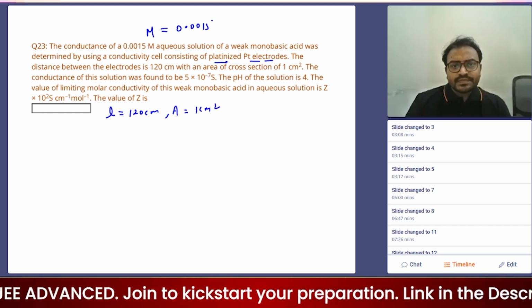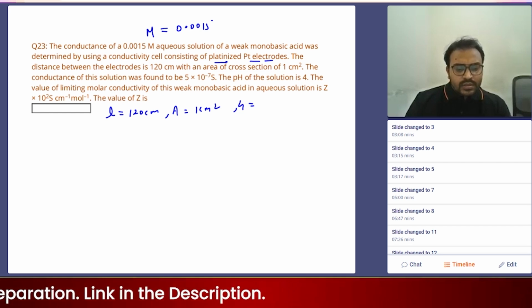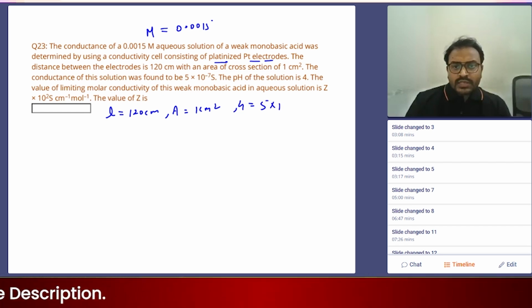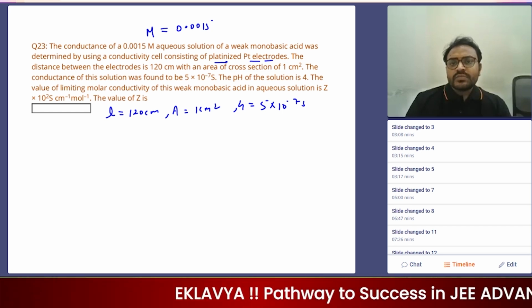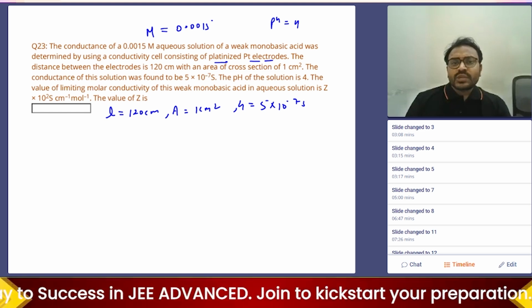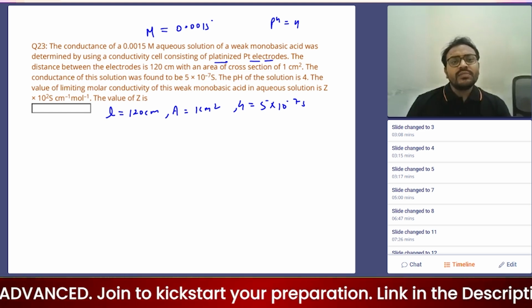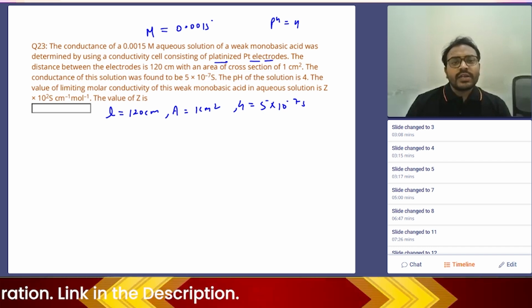Area also given between the two electrodes, 1 centimeter square, and the conductance of the solution was found to be, conductance also given, that is G, 5 into 10 to the power of minus 7 S. The pH of the solution is 4. Solution pH also given 4, right? The value of limiting molar conductivity of this weak monobasic acid we have to find out.